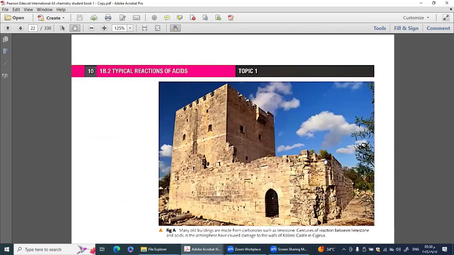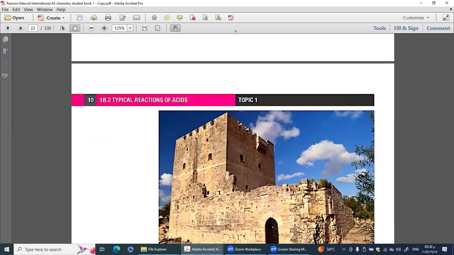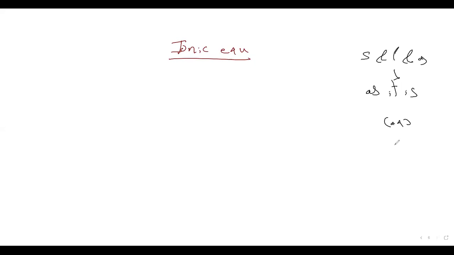How can we write the ionic equation? Or bicarbonate, salt, water, and carbon dioxide. How can we write the ionic equation? As we said, in an ionic equation, solids, liquids, and gases are written as they are, while in the case of aqueous, they must be separated into ions.